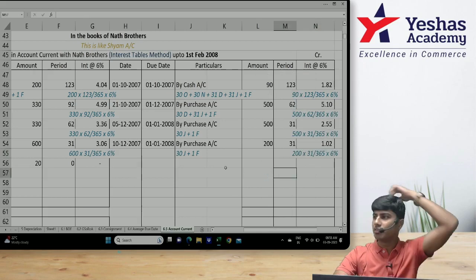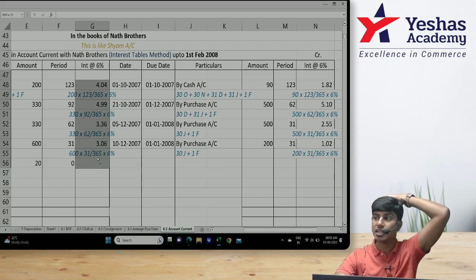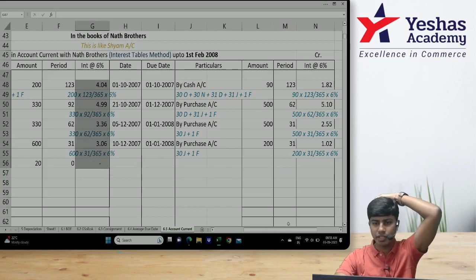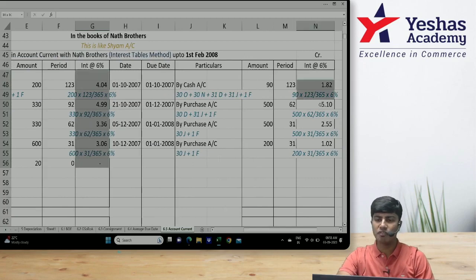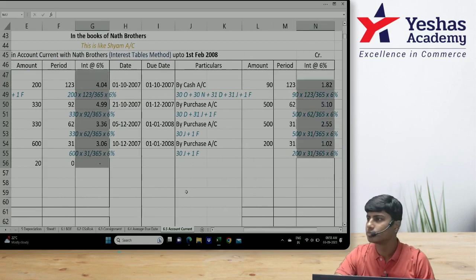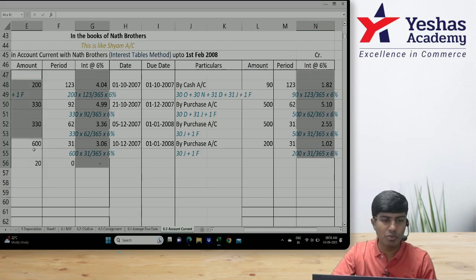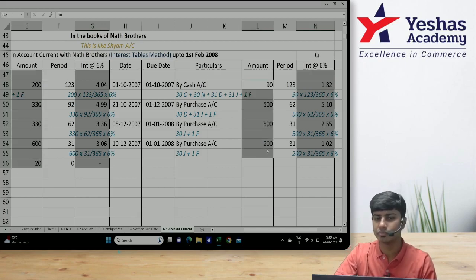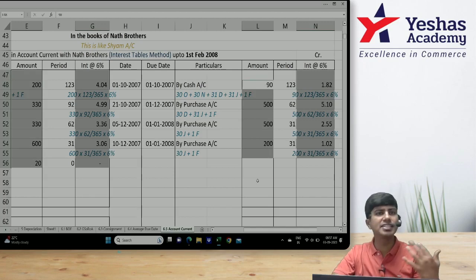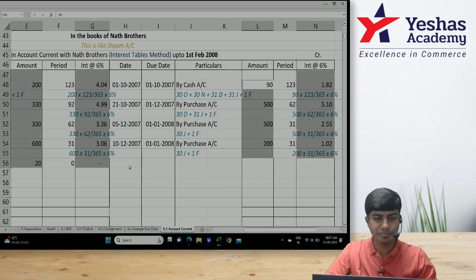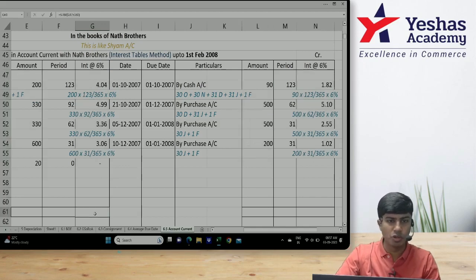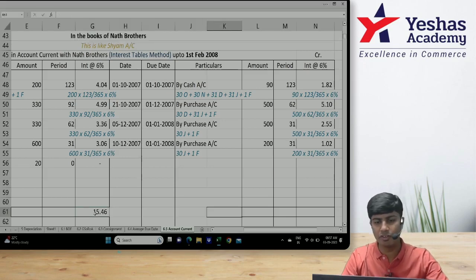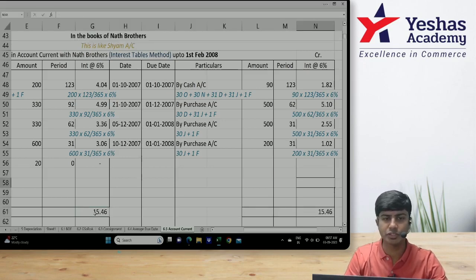Now all that we need to do is, remember, this is the interest receivable, because these are the sales made. This is the interest payable. Now find the balancing figure. Where is it more? This side is the amount receivable. This side is the amount payable for purchases. Debit is receivable asset. Credit is payable liability. Which side is more? Debit side the total is more. We'll write 15.46.